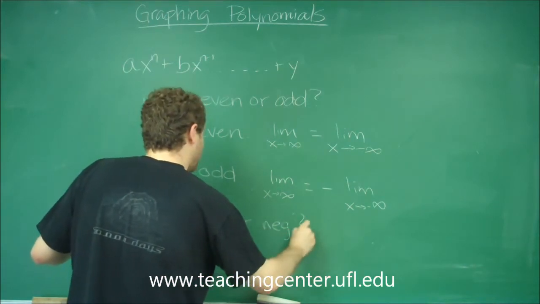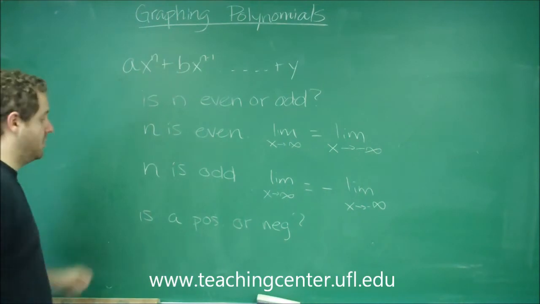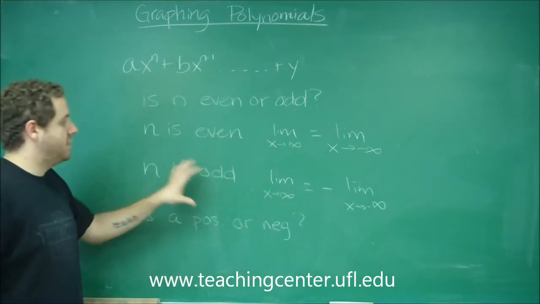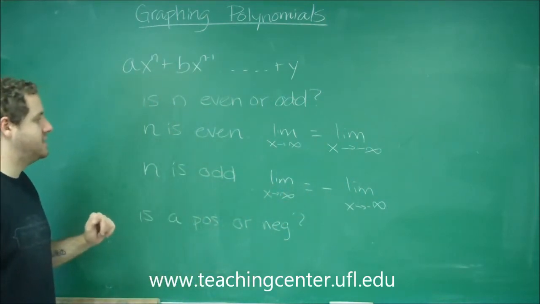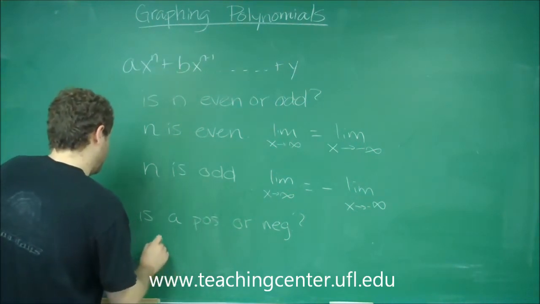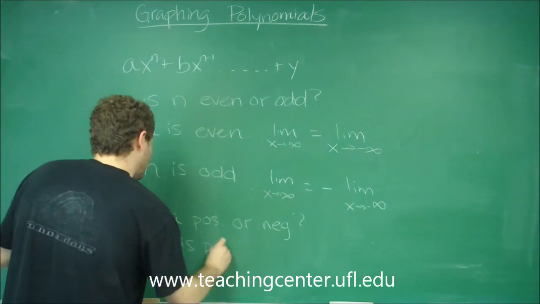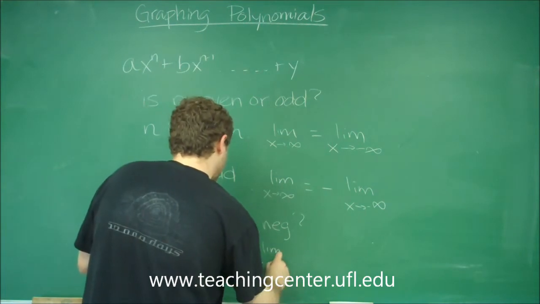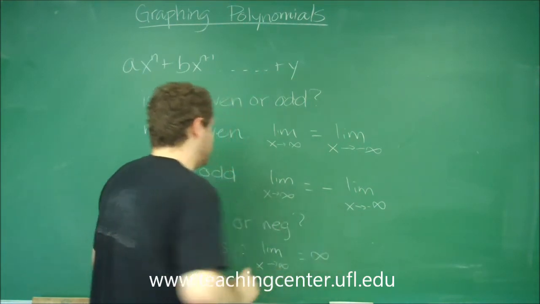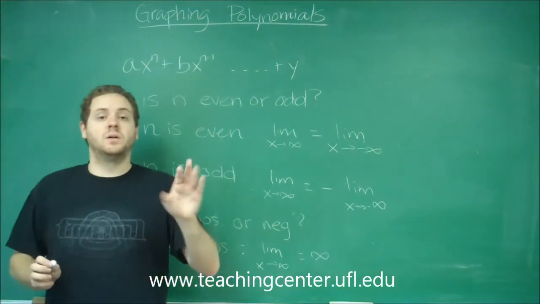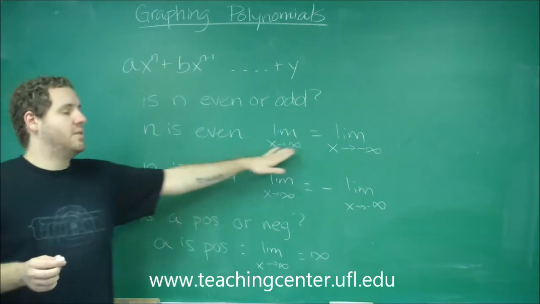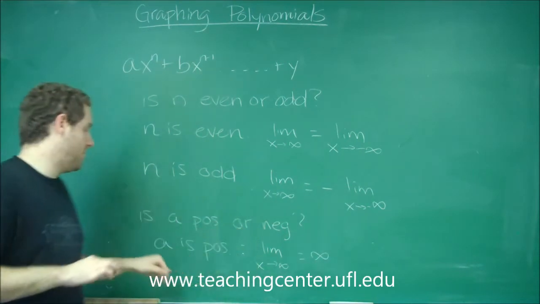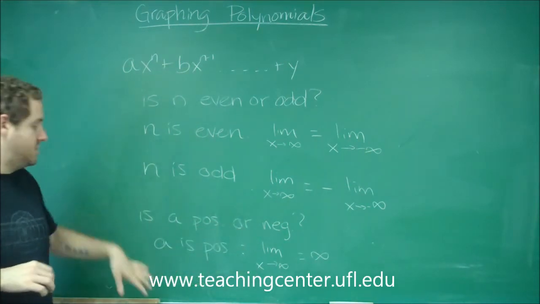The next thing we want to think about is, is a positive or negative? A is the leading coefficient of your polynomial. So if a is positive or negative, that tells you which specific cases of the even and odd that you have. If a is positive, so that tells you that the limit as x goes to infinity is infinity, which means the graph goes up to the right. If it goes up to the right and it's even, then it obviously also goes up to the left. If it goes up to the right and it's odd, then it's going to go down to the left. So if a is positive, you know exactly the shape of these two things.